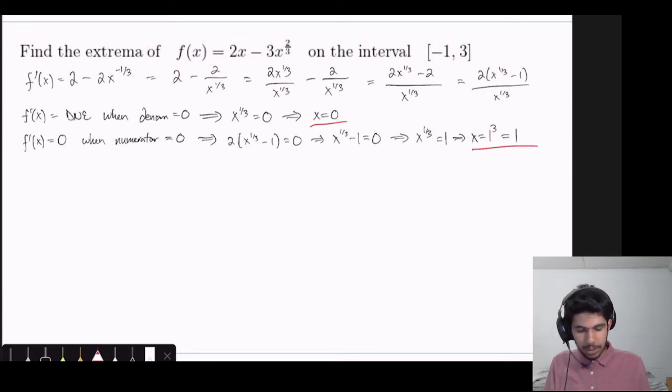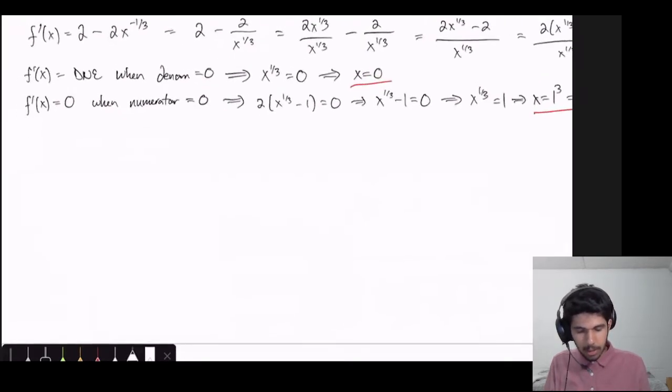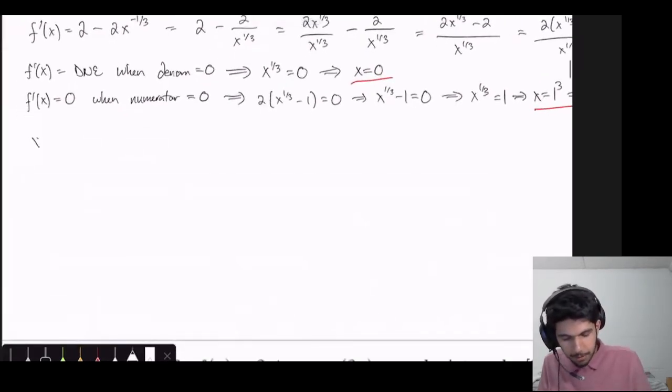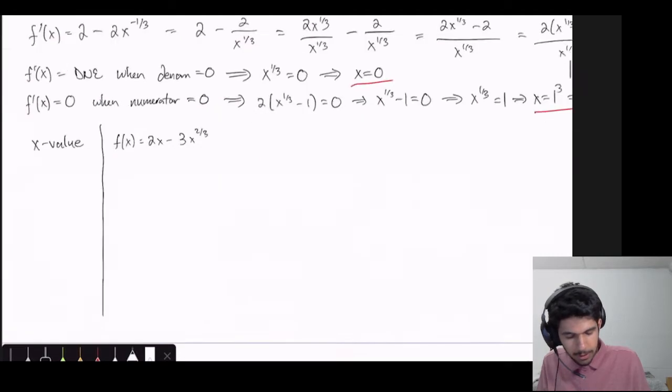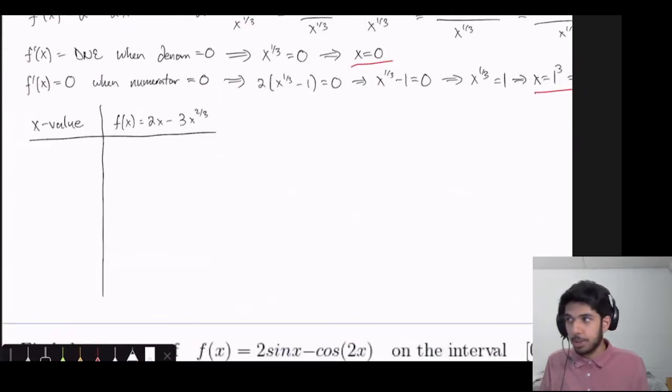Cool. So now we can create our chart and do the same thing we did before. So we'll do the x value on the left side. We'll do f of x, which is equal to 2x minus 3x to the 2/3 on the right side. And what are the values we have to test? Well, we have to test the critical values we just found, 0 and 1.